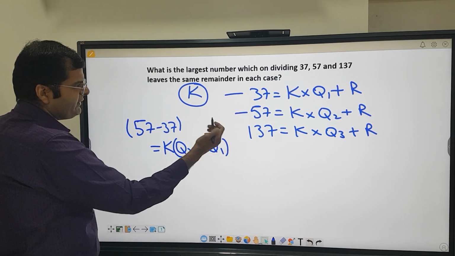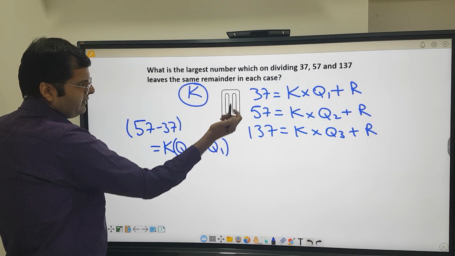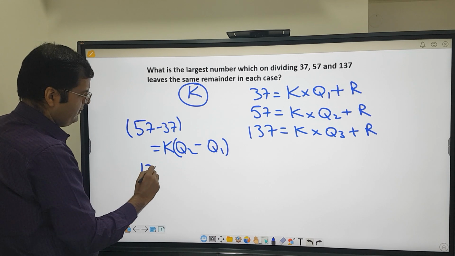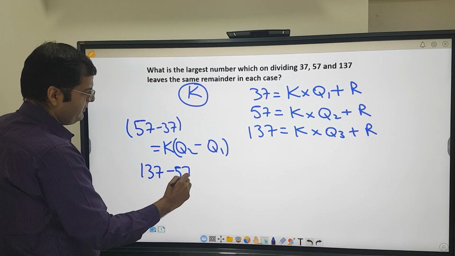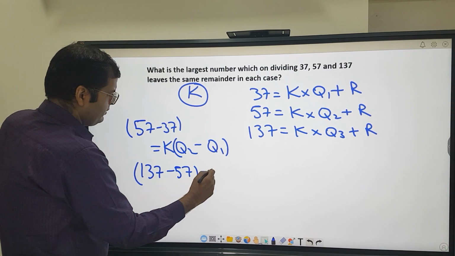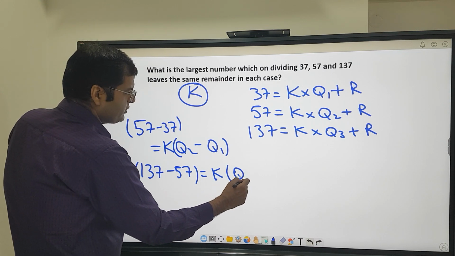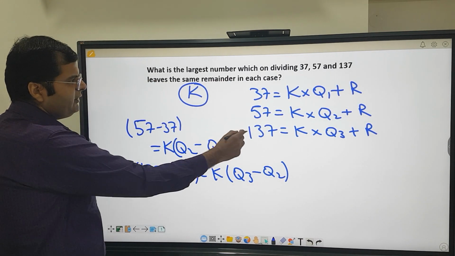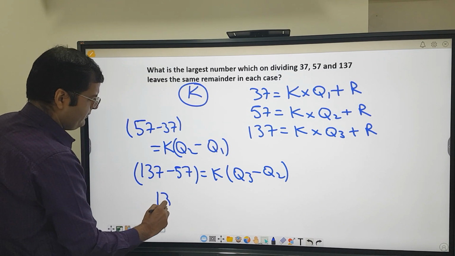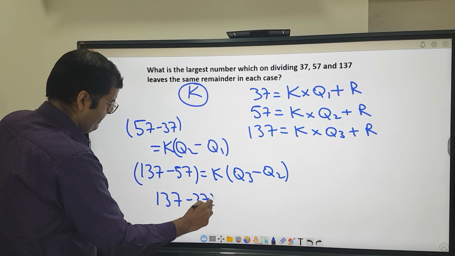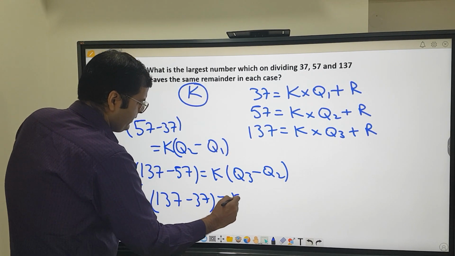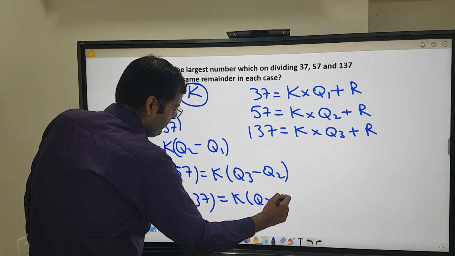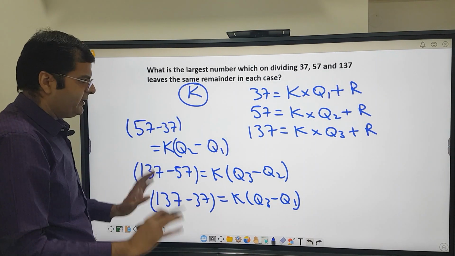If I do 137 minus 57, that will be equal to k into quotient 3 minus quotient 2. And finally if I do 137 minus 37, what do I get? k into quotient 3 minus quotient 1. This is what we get.